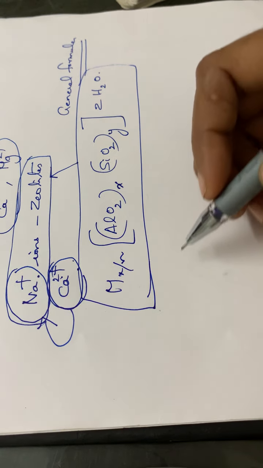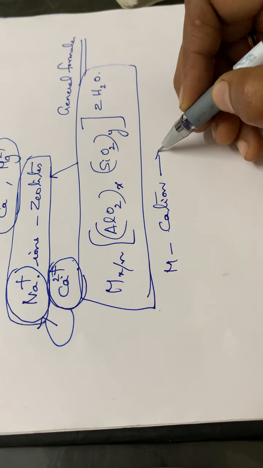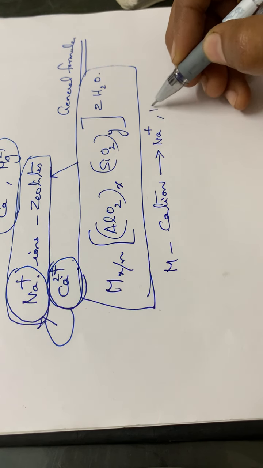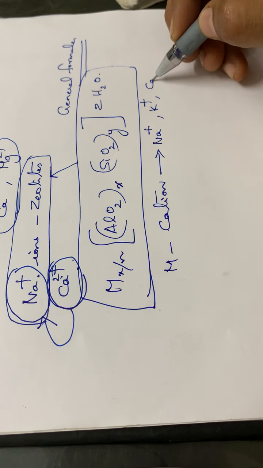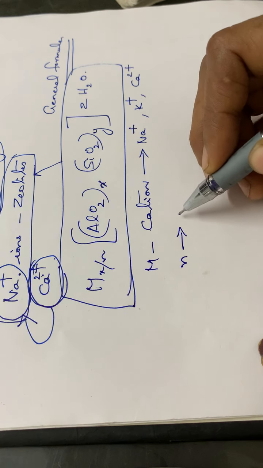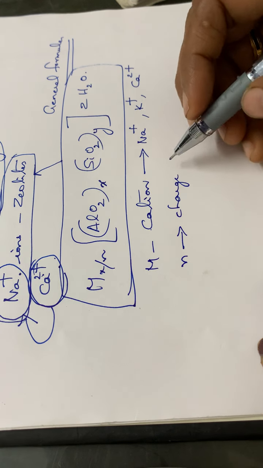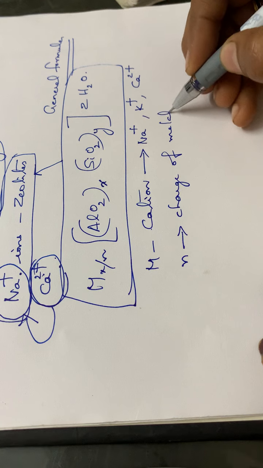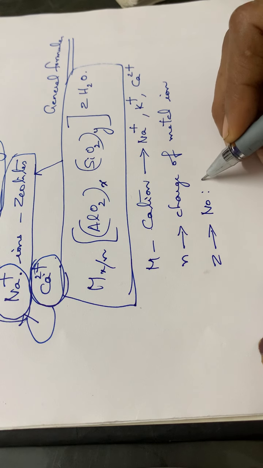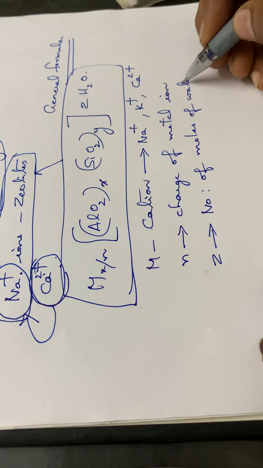M x/n. See here, M denotes a metal ion or a cation. Usually in zeolite, cation means a positively charged species. Normally it will be Na+, or it can be K+, or sometimes it can be Ca2+. Then the next one, n, represents the charge of the metal ion. Then Z represents the number of moles of water for hydration.